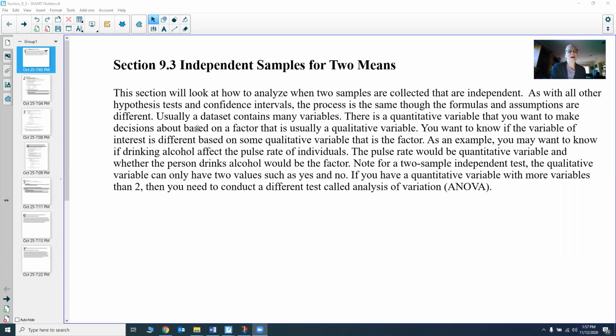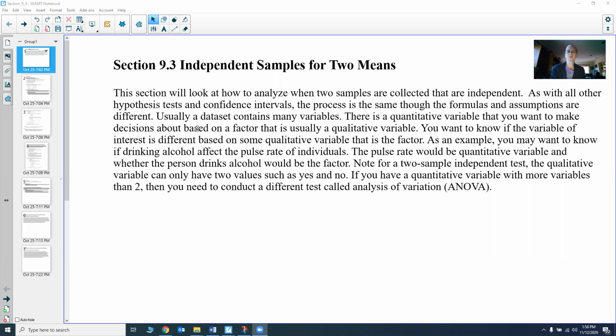So let's look now at how we do the analysis if we have independent samples. Independent samples are where the values in one sample do not have an effect on any of the values in the other sample. So let's see, how do we analyze this when this happens?